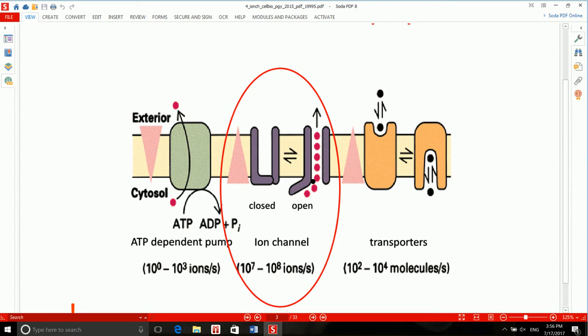Now, the conducting state is the open state, but the non-conducting state can be either a closed state or an inactivated state. The difference between closed and inactivated is that in the closed state, when a ligand or a voltage or an appropriate trigger comes along, the closed channel can be opened. But when the channel is in the inactivated form, even if it's triggered, it will not open. So that is the difference between a closed and an inactivated state of channels.